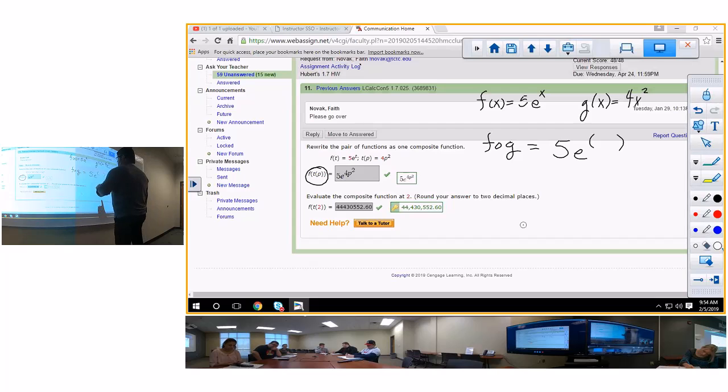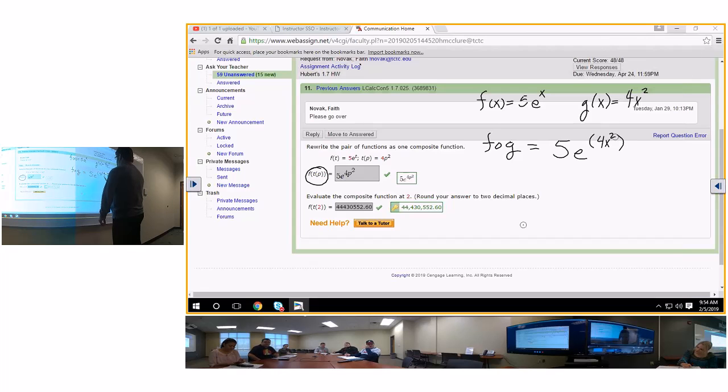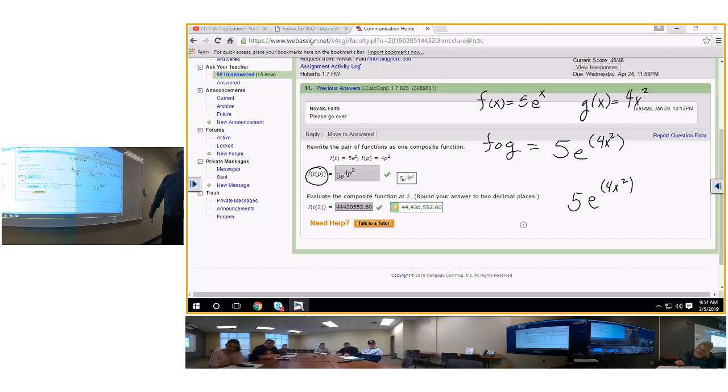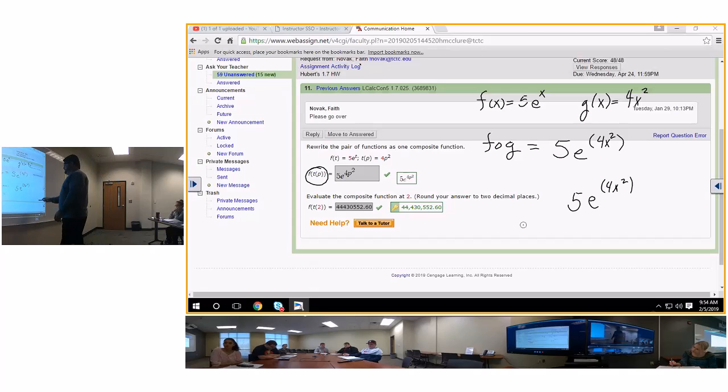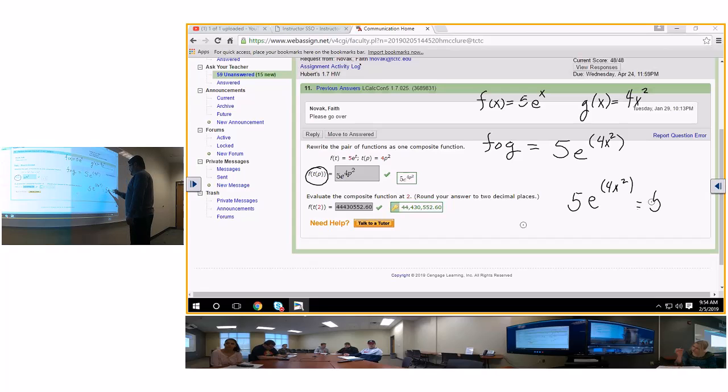Okay? So what am I going to plug in right here? 4x squared. So our final answer is 5e to the what? 4x squared. And of course, the problem does not have x. It has what? p. So 5e to the 4p squared.